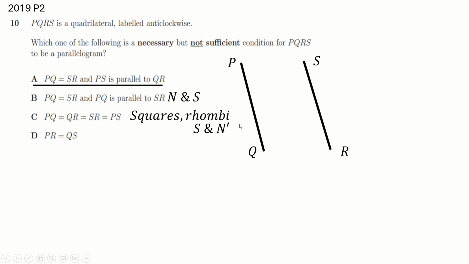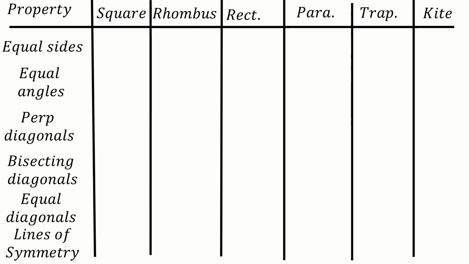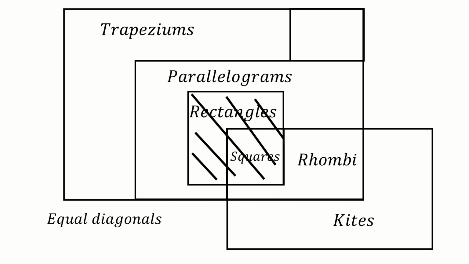And then PR equals QS. So finally, we're talking about the diagonals now. PR equals QS. Remember the Venn diagram I had earlier for equal diagonals. Maybe a bit of a test here. Which ones had the equal diagonals? I believe it was just rectangles and squares, or was it rhombuses and squares? I'm going to have to go back for a second because I can't even remember. Which one was it for equal diagonals? I'm going to have to go all the way back. It was rectangles and squares. I was right the first time.